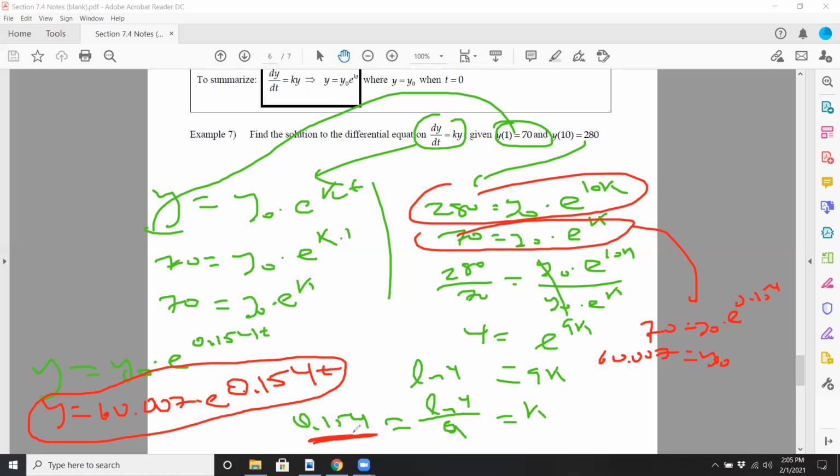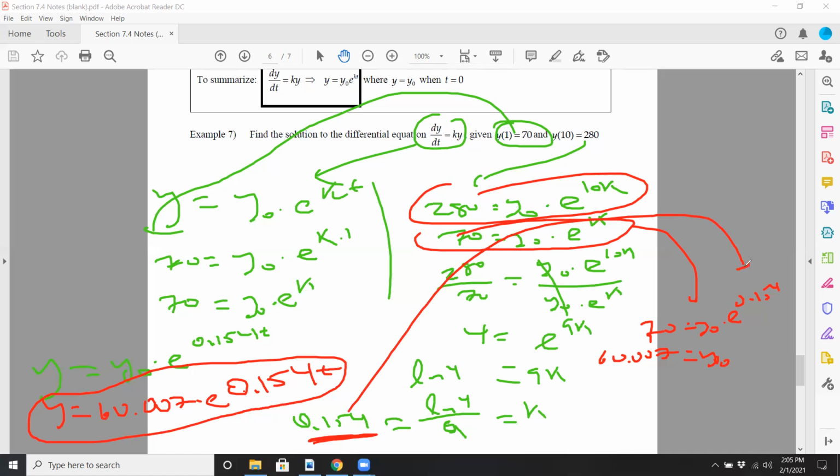I actually kept it in my calculator as 0.154032768. And then I did 70 divided by that number, or sorry, did e to that number, e to the 0.154032768. I kept this intact when I raised e to that power. So I didn't round too soon.